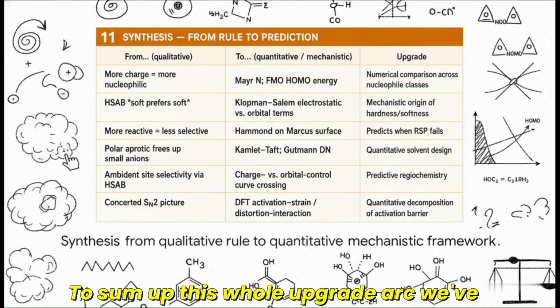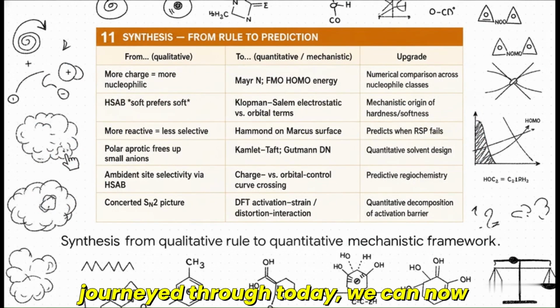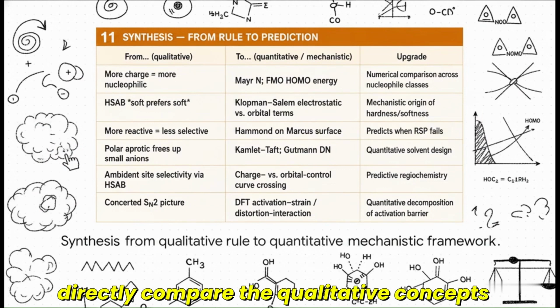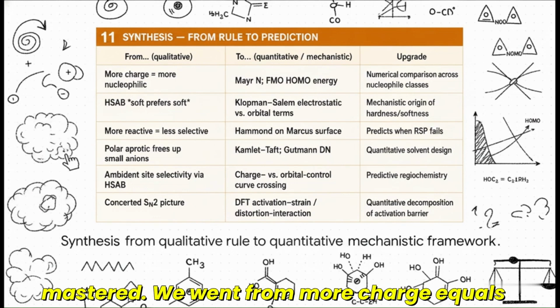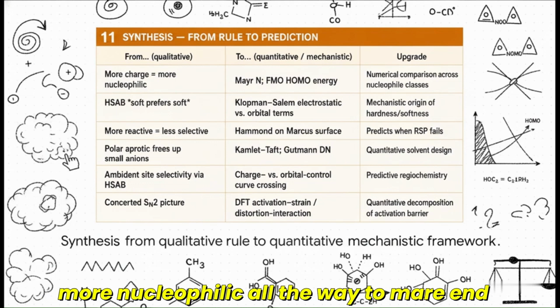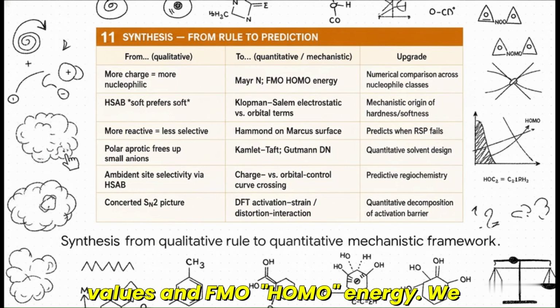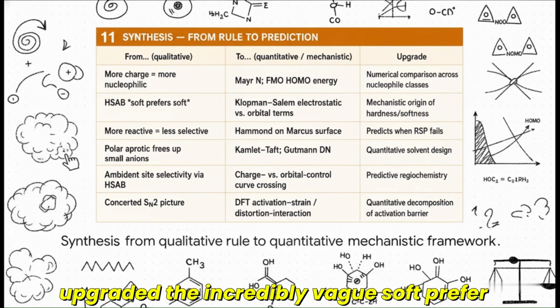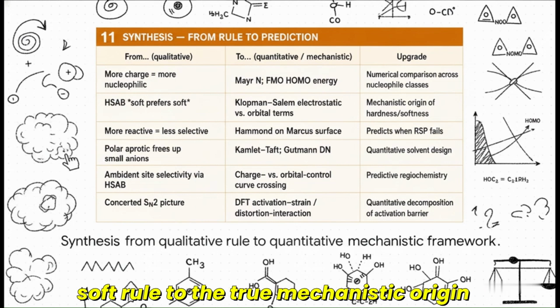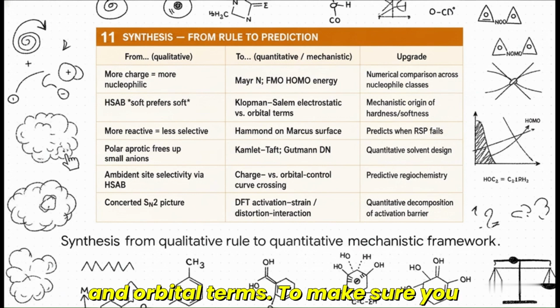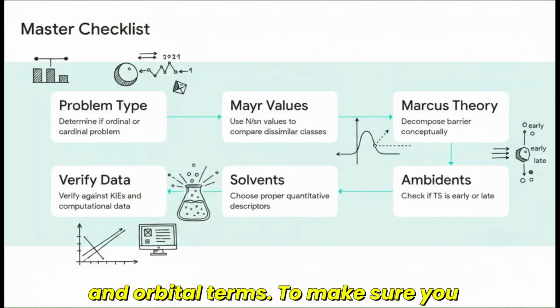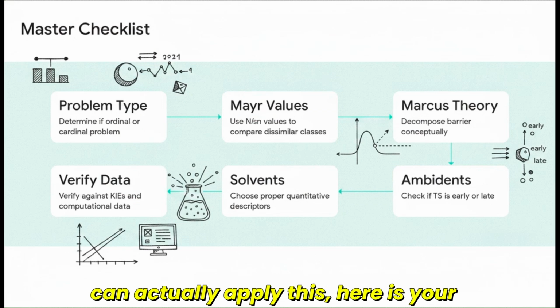To sum up this whole upgrade arc we've journeyed through today, we can now directly compare the qualitative concepts you used to rely on with the powerful quantitative frameworks you've just mastered. We went from "more charge equals more nucleophilic" all the way to Mayr N values and FMO HOMO energy. We upgraded the incredibly vague "soft prefers soft" rule to the true mechanistic origin provided by Klopman-Salem electrostatic and orbital terms. To make sure you can actually apply this, here is your actionable master checklist.